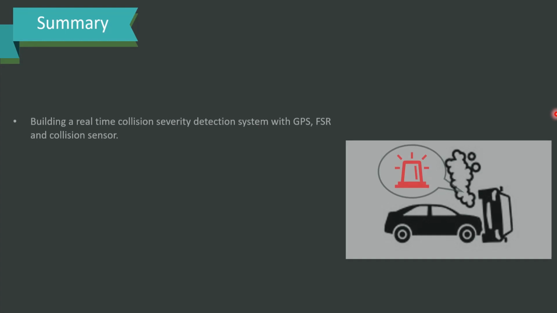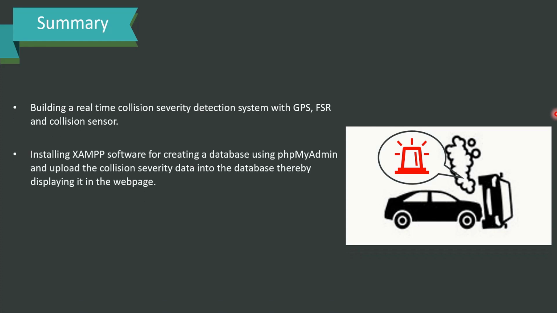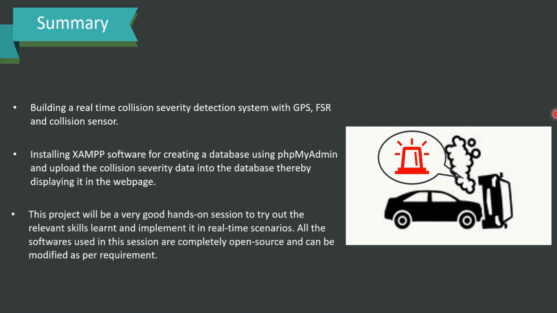Let's summarize. Building a real-time collision severity system with GPS, FSR and collision sensor has been discussed. Installing Xampp software for creating a database using phpMyAdmin and uploading the collision severity data into the database, thereby displaying it in the web page. This project will be a very good hands-on session to try out the relevant skills learned and implement them in real-time scenarios. All the software used in this session is completely open source and can be modified as per requirement.